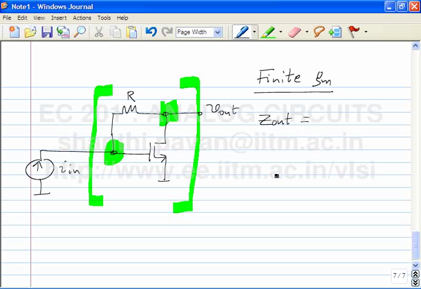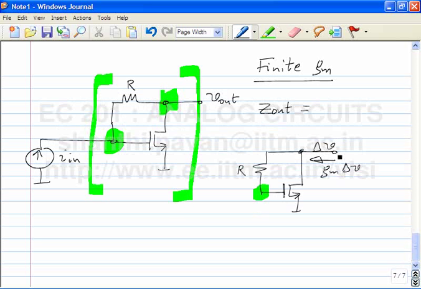Okay, so how will I find Zout? I apply an incremental voltage. I de-energize the input source, which is In, and apply a delta V. So what happens? What is the current drawn from this delta V? Simply nothing but Gm delta V, because the incremental voltage at the gate is also delta V, because there is no current flowing through R. The incremental potential at this node is delta V, because the drop across the resistor is zero.